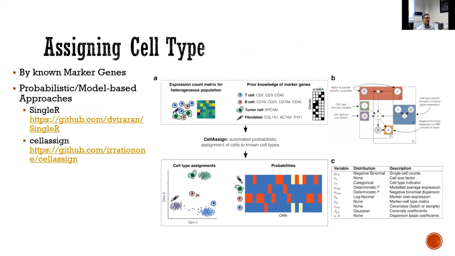With that information, you can assign cell types, because you have a known marker gene database, and you can assign the cells based on their gene expression and the marker gene expression, using either SingleR or other R packages that can be applied to assign cell types.